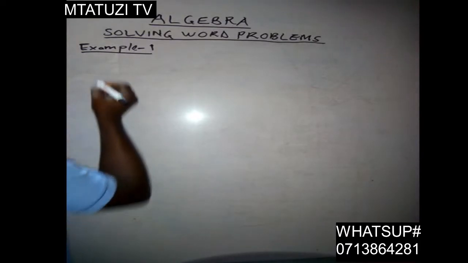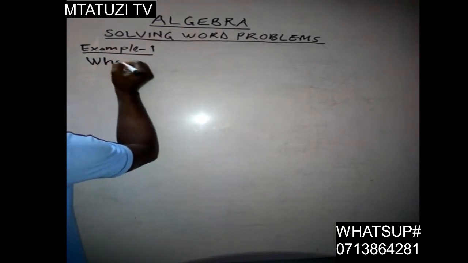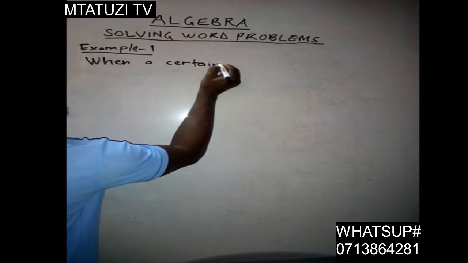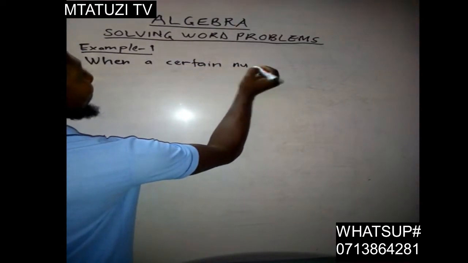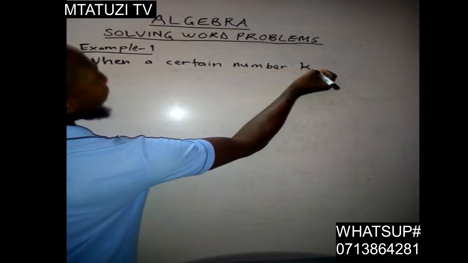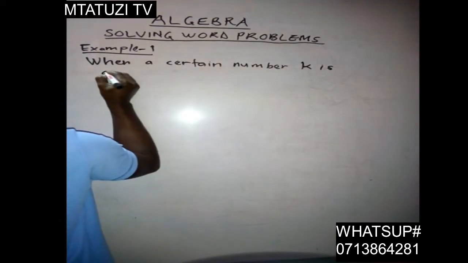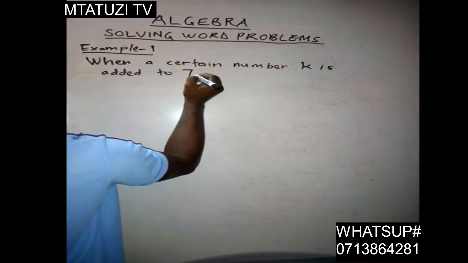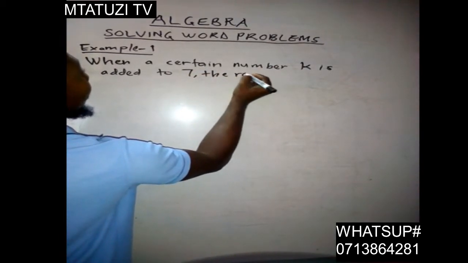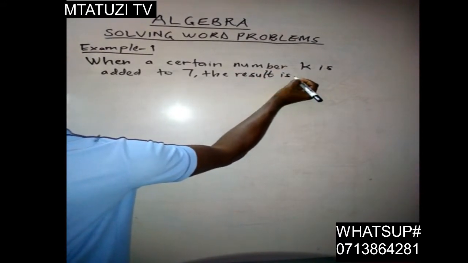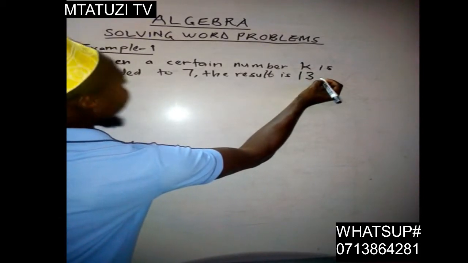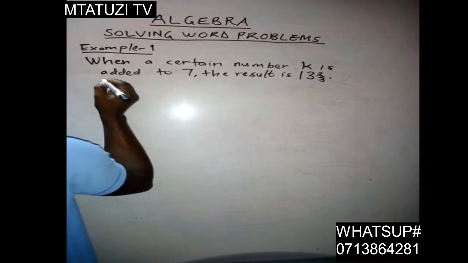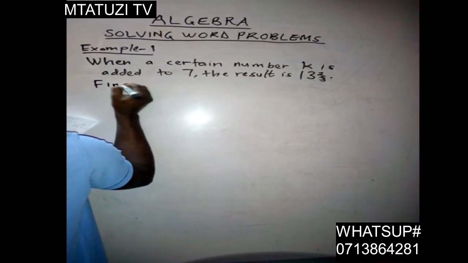The first question says: when a certain number k is added to 7, the result is 13 2 over 3. Find k.